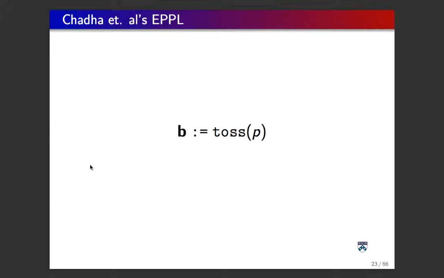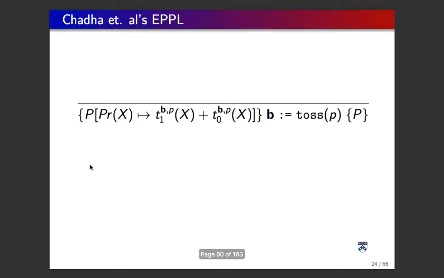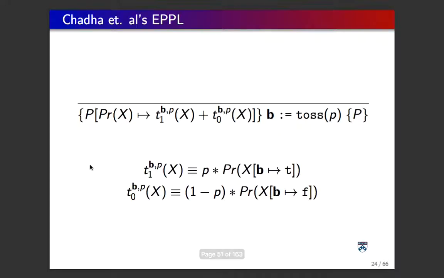And I'm not going to show you too many Hoare logic rules in general here, because they can be a bit tricky. But I'll show you one Hoare logic rule, which is the rule for this toss. What it does is it goes through P and replaces every instance of probability of x, for any x, with the sum of these two terms. And what are these terms? These terms take the probability of x, multiply it by the p given as an argument to toss, and reassign the Boolean to true in the first case and false in the second case.